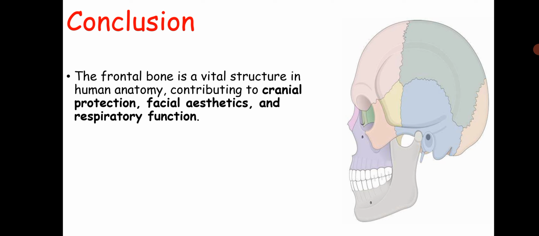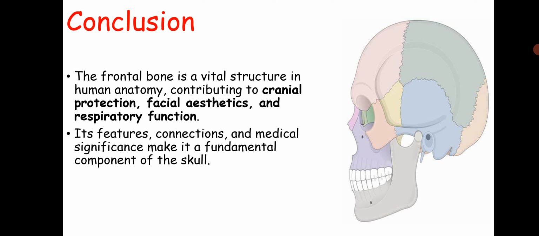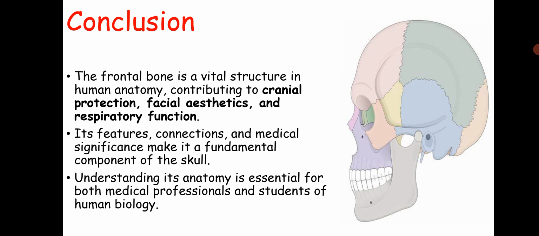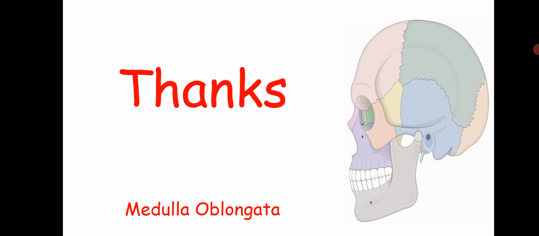Frontal bone is vital structure in human anatomy, contributing to cranial protection, facial aesthetics, and respiratory function. Its features, connection, and medical significance make it a fundamental component of skull. Understanding its anatomy is essential for both medical professionals and students of human biology. And this was all about frontal bone.